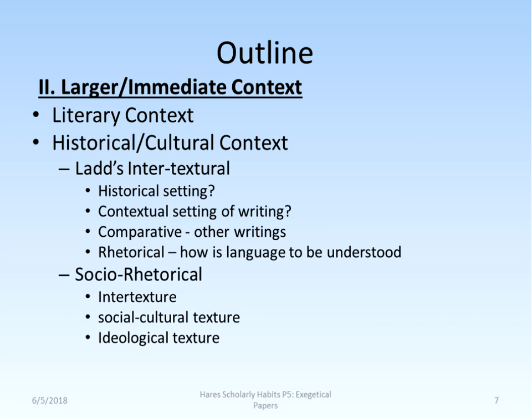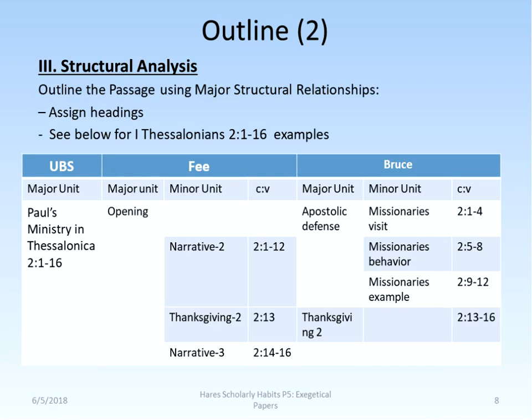In your larger immediate context, remember this is going to be your literary context and the historical context. It is the intertextual, the historical, the contextual, the competitive, and the rhetorical. It is also the social rhetorical if you use Robbins. It is the intertextual, the social cultural texture, and the ideological texture.